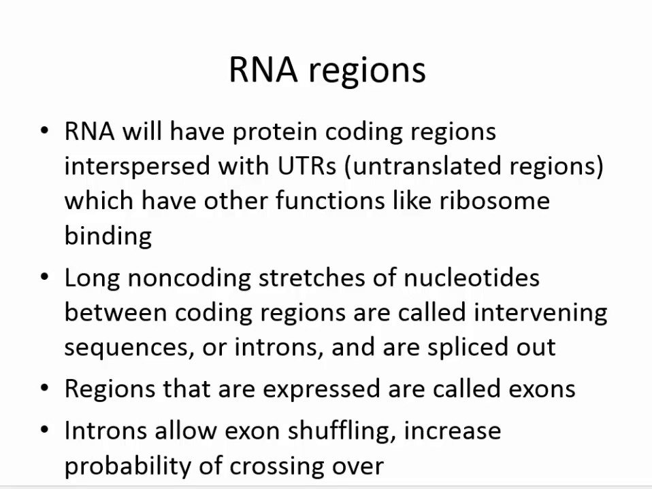Long, non-coding stretches of nucleotides between coding regions are called intervening sequences, or introns, and those are spliced out. They're just cut out. They're excised. Regions that are expressed are called exons. So introns will allow exon shuffling and increase the probability of crossing over, but what you end up with is a strand of all coding RNA.